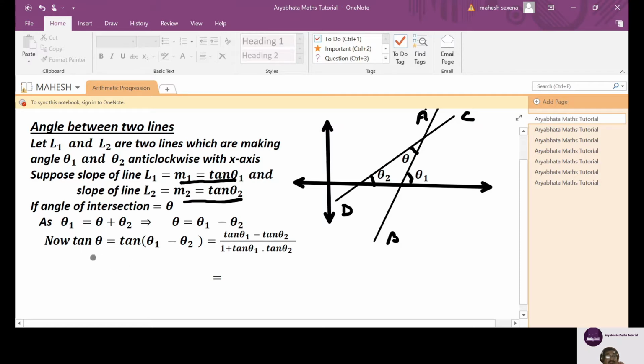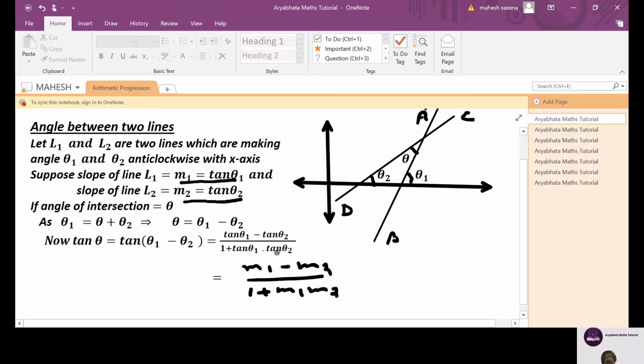Now therefore tan theta is equal to tan of θ1 minus θ2, and by trigonometry tan of θ1 minus θ2 is equal to tan θ1 minus tan θ2 upon 1 plus tan θ1 into tan θ2. Now putting the values of tan θ1 and tan θ2 as m1 and m2, its value is m1 minus m2 upon 1 plus m1 m2.